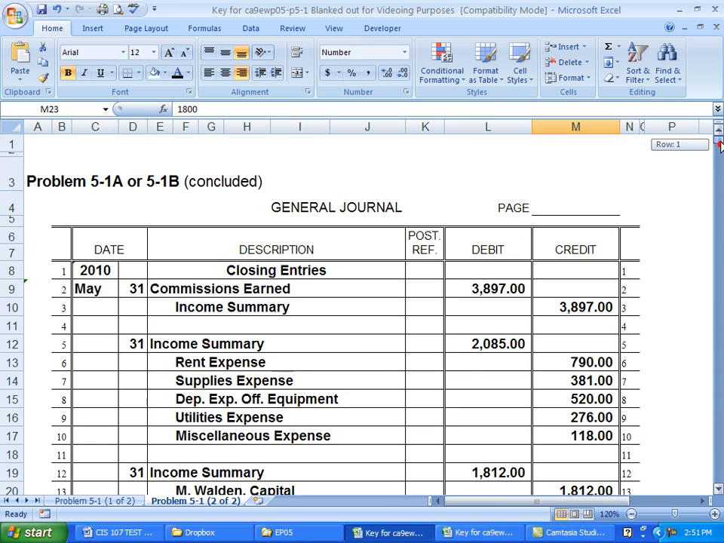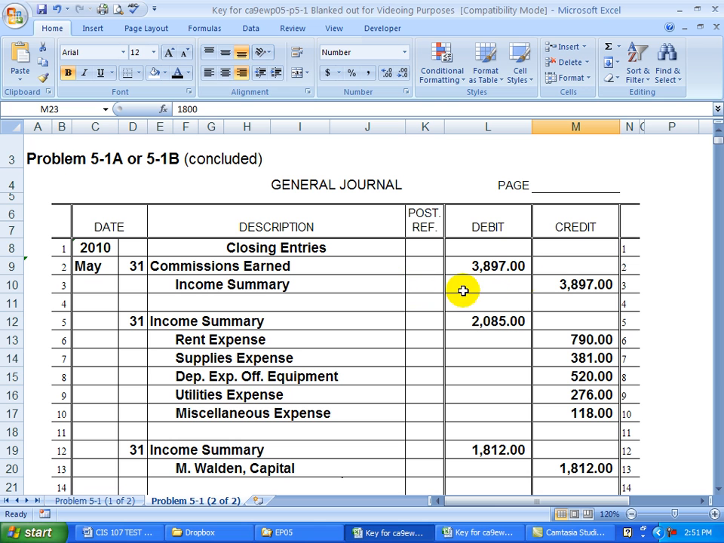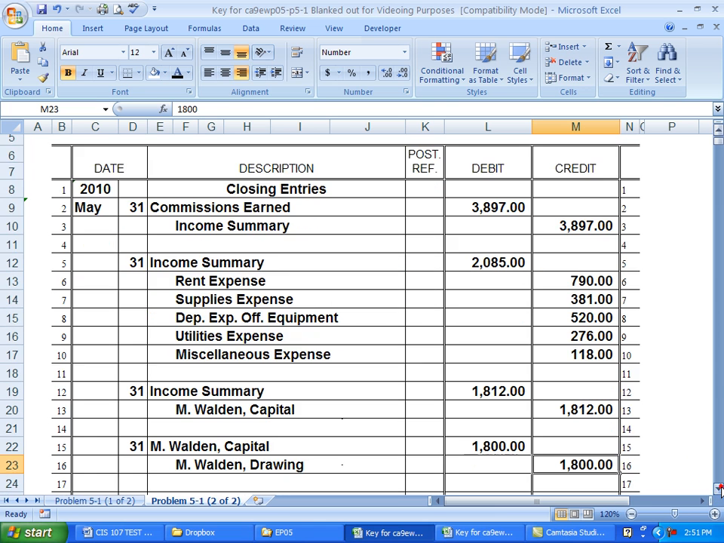So these are your four closing entries. We close the revenue account into the income summary. We close all the expenses in the income summary. We close the income summary, which is the net income or net loss here, into capital, and we close drawing into capital. So I'm going to stop this for right now.